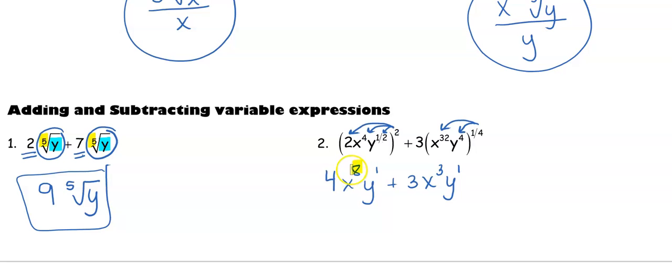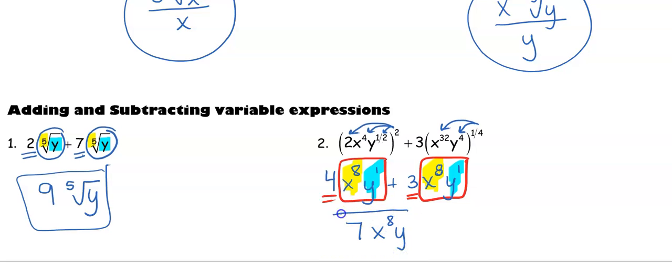And after I multiply, notice how I have x to the 8th. Ooh. You should be yelling at me right now. 32 times 1/4 is not 32, it is 8. So then we have x to the 8th and y to the 1st, y to the 1st. After I multiplied it out, that gave me my like terms. So that's 4 plus 3. We have 7, x to the 8th, y to the 1st. All right, that is going to be it for our simplifying with variable bases.